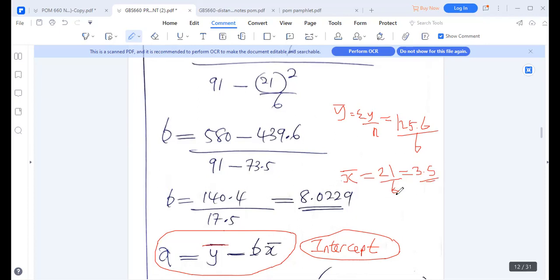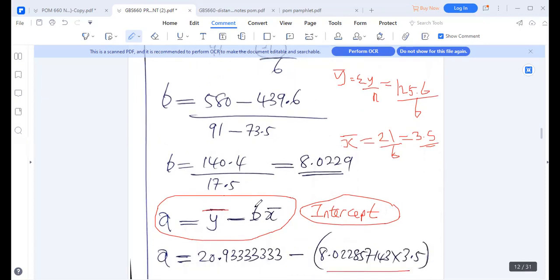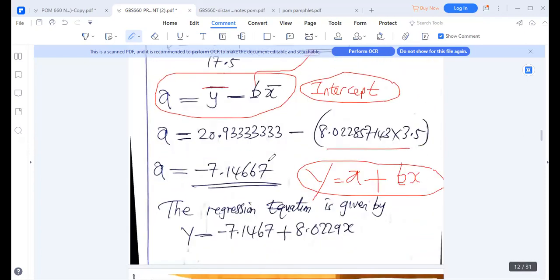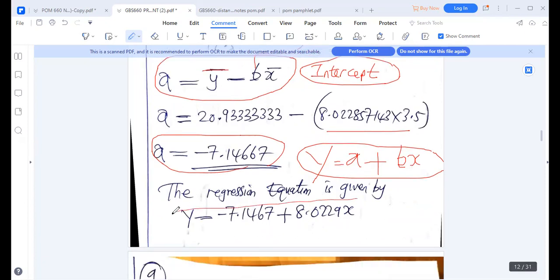Then you can come and substitute here. The B is the one that we have already found here. Then you can find the alpha, which is negative, that one. And then substitute these figures in the regression equation. Then you are able to find the regression line based on the first one, which is this one.